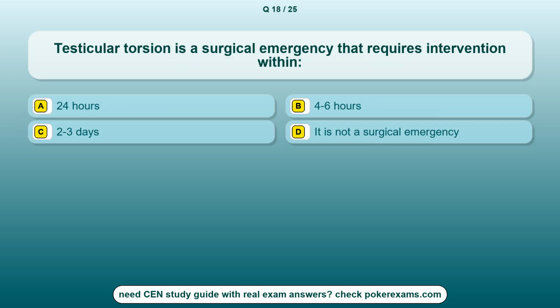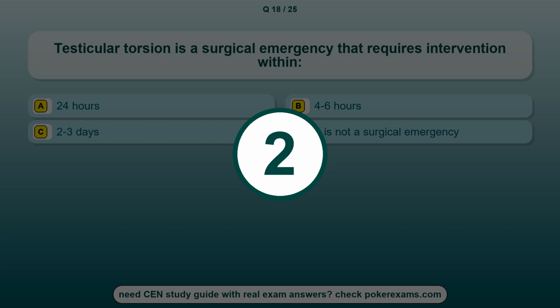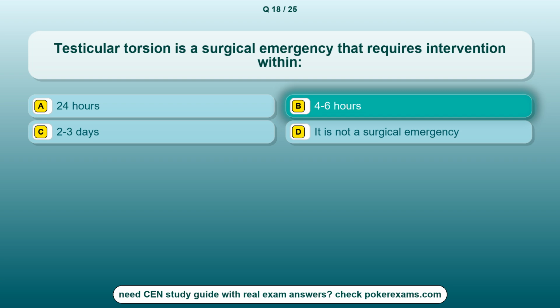Question 18. Testicular torsion is a surgical emergency that requires intervention within: Option A, 24 hours. Option B, 4-6 hours. Option C, 2-3 days. Option D, it is not a surgical emergency. The correct answer is option B, 4-6 hours.